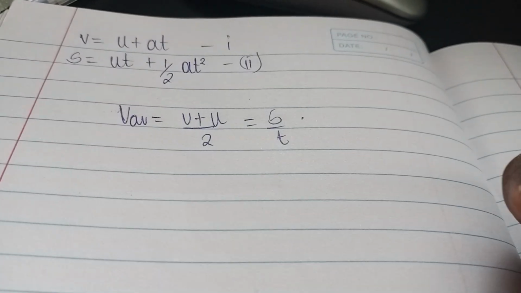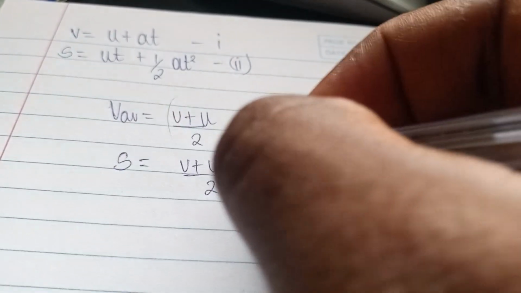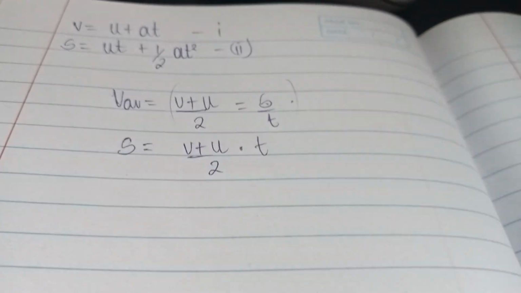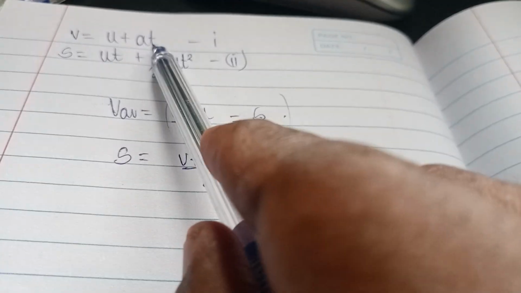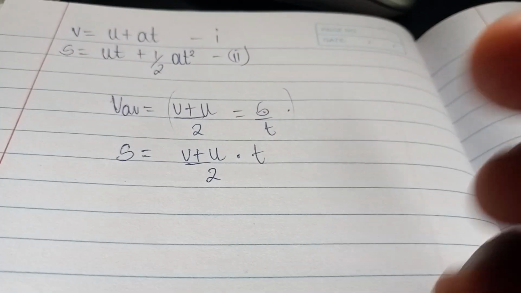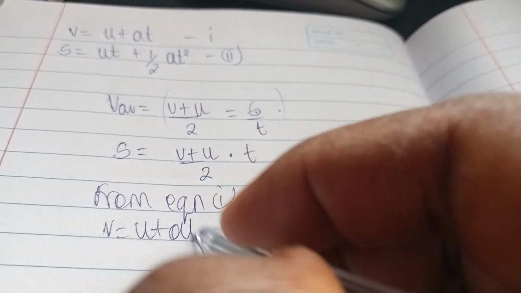We know average velocity, v average, equals v plus u on 2, which is displacement on time. So that means s equals v plus u on 2 times t. Now I go on another perspective. I'm using t from equation 1 and substituting the value of t here. It's just mathematics here. We have v equals u plus at, right?